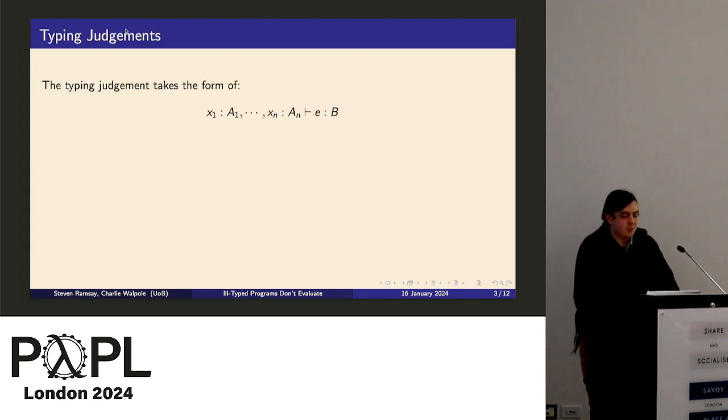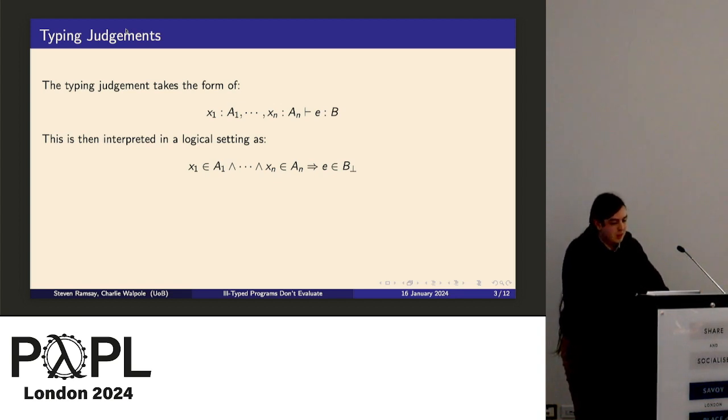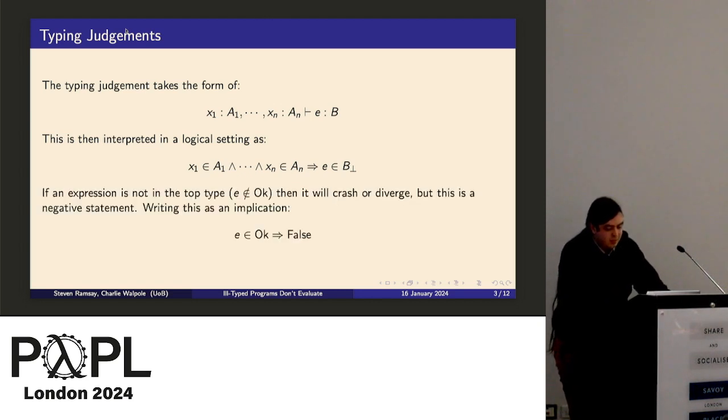Typing judgments, as I'm sure you all know, take this form for just about any type system that you're concerned with. You'll be proving judgments of this form, where we have a list of variable typings on the left, and then we have some term that we're interested in being typed on the right. We can then interpret this, at least informally, in this manner: if all of our variables sit inside their respective types, then our expression must sit in our B type or diverge. But of course, this doesn't tell the whole story and doesn't do everything we want, otherwise we wouldn't be here talking about incorrectness.